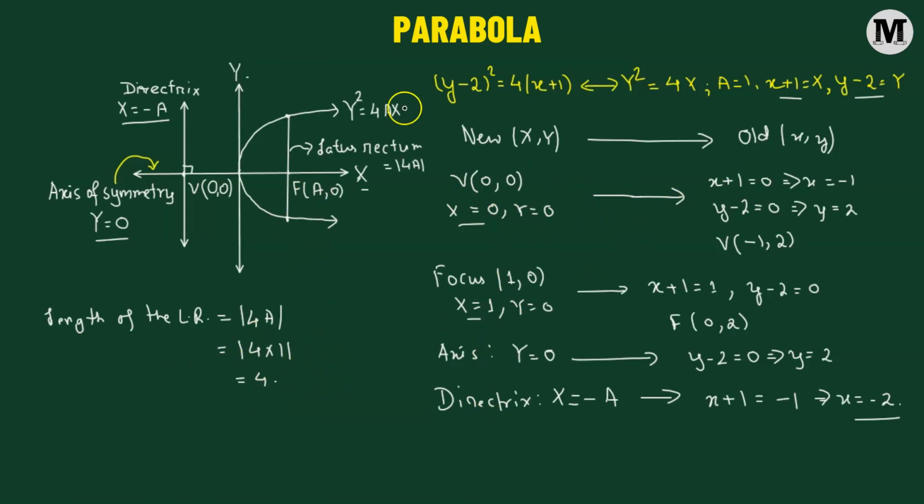So we have successfully obtained the coordinates of the vertex of the parabola. That's at negative 1 comma 2. The coordinates of the focus will be 0 comma 2. The equation of the axis is y equals 2. The equation of the directrix is x equals negative 2, and the length of the latus rectum is 4 for the parabola y minus 2 whole squared equals 4 times x plus 1.